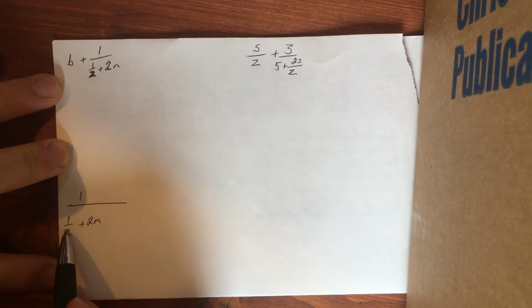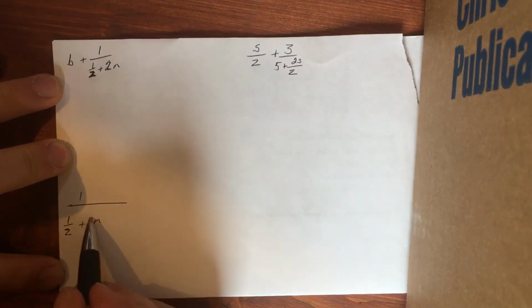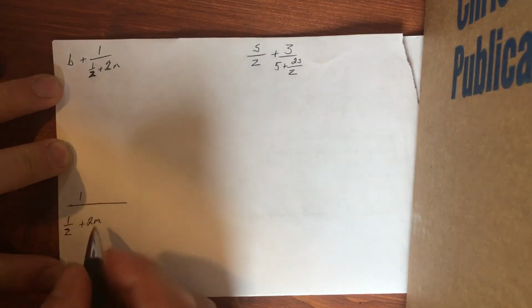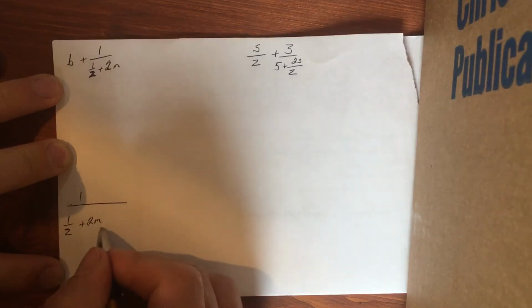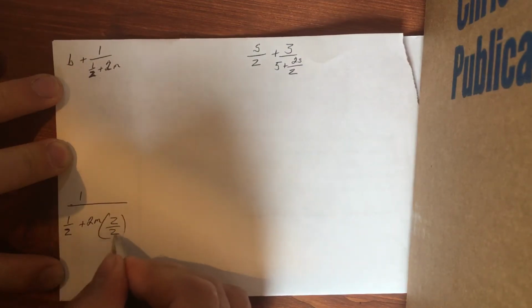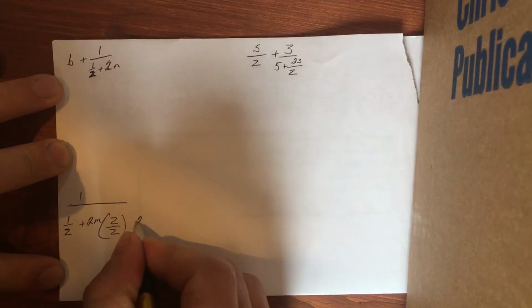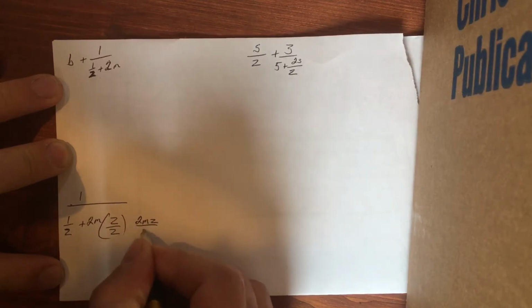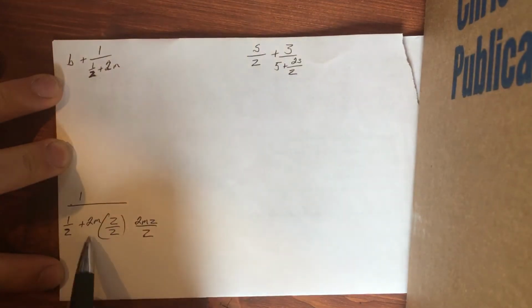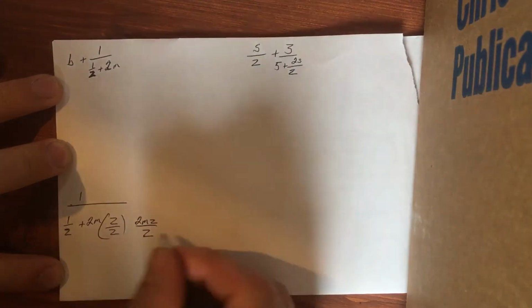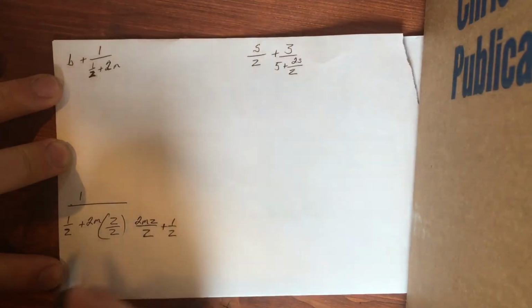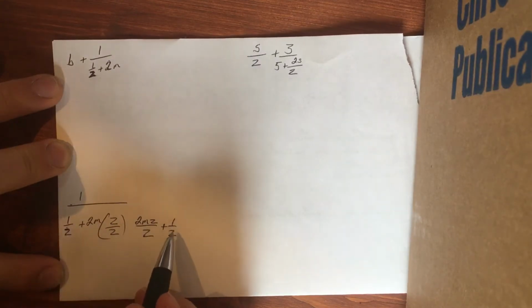Now, how can we add 1 over z plus 2m? We need to make this guy with the z in the denominator as well. So we can do that by going times z over z. And this is 2mz over z. Now, there we multiplied, but now we have to add plus our 1 over z. See, I just copied this onto this side of the problem.